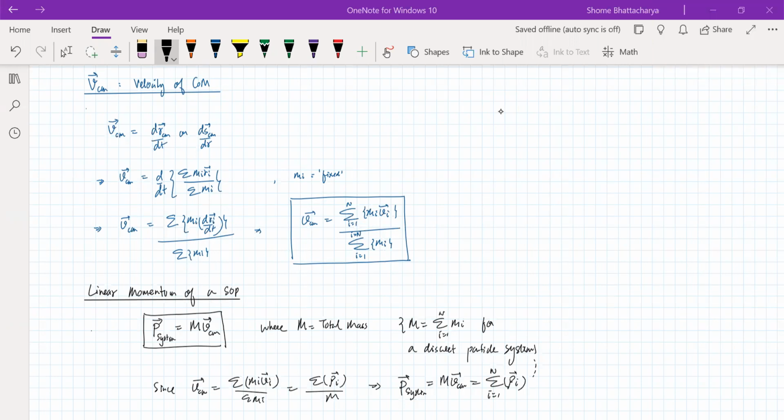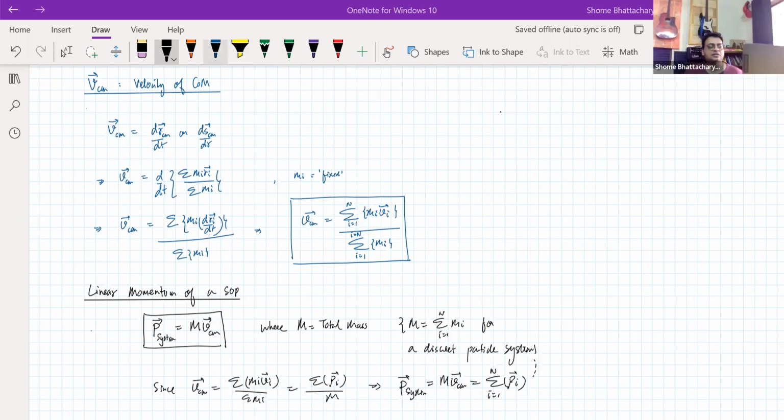Okay, sir. Yes. So in words, you can always write it like this: the VCM is the weighted mean of the velocities of the individual particles. The center of mass velocity is the weighted mean.